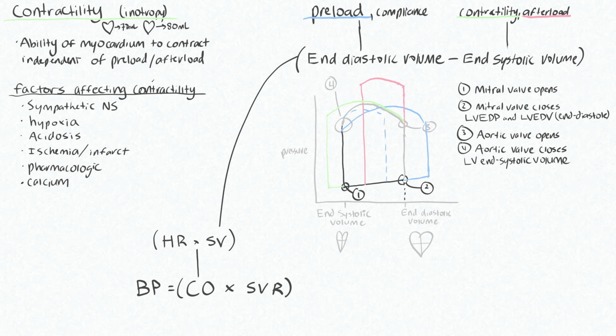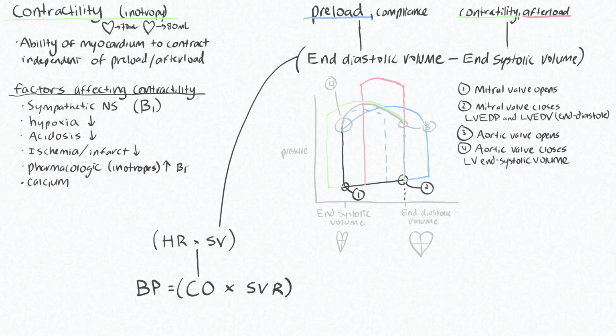Factors that affect the contractility of the heart are sympathetic nervous system inputs, specifically beta 1 receptors on the myocardium. Hypoxia decreases the contractility. Acidosis decreases contractility. If you have an area of ischemia or an infarct, that'll decrease your contractility, obviously. We have pharmacologic means of increasing contractility again. We call these the inotropes, and they'll increase your contractility.